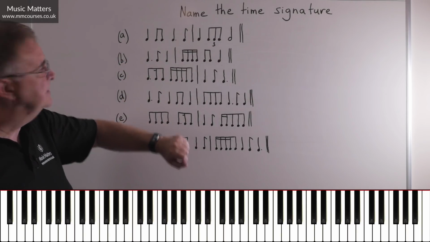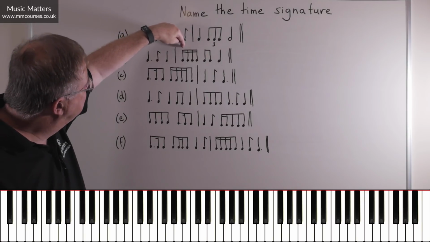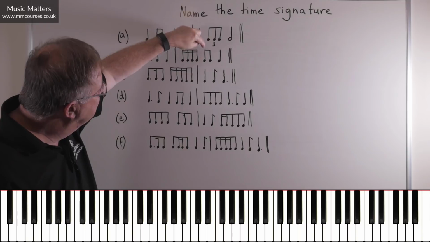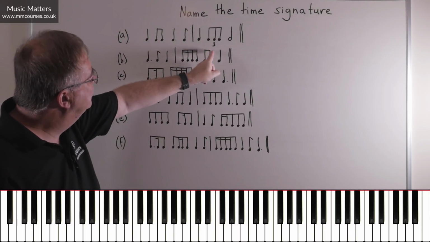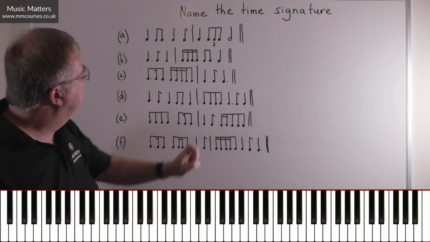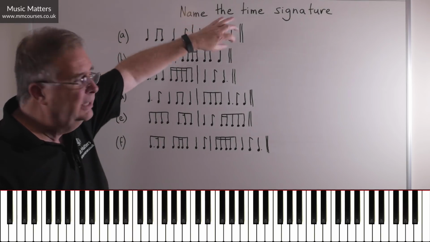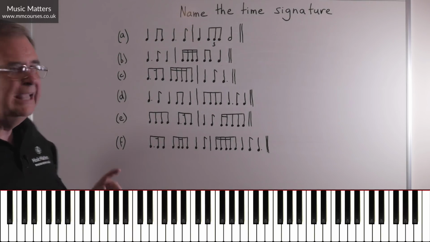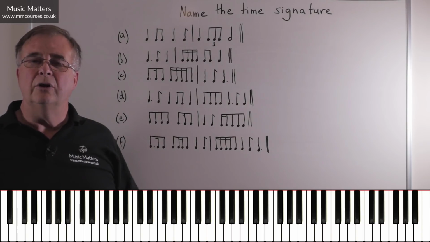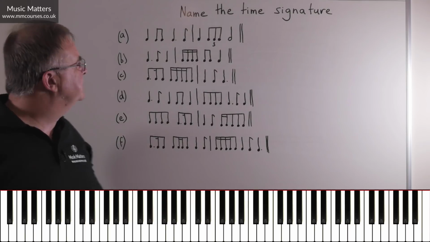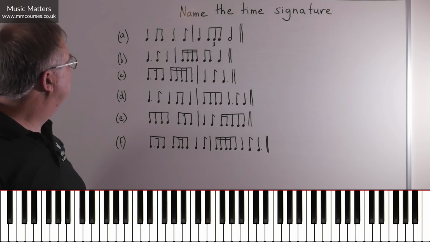If you were writing that in 6/8, you'd have to have these beamed onto the first of these. Then you wouldn't have this line. This would be sitting on its own, and then that would be sitting on its own. So you could see the first half of the bar and the second half of the bar. So it's not just about maths, it's also about how the notes are grouped together or beamed together, to use the proper term. So that's definitely in 3/4.